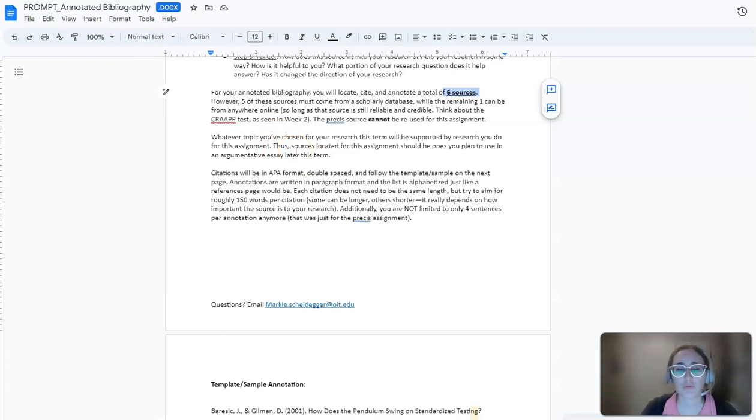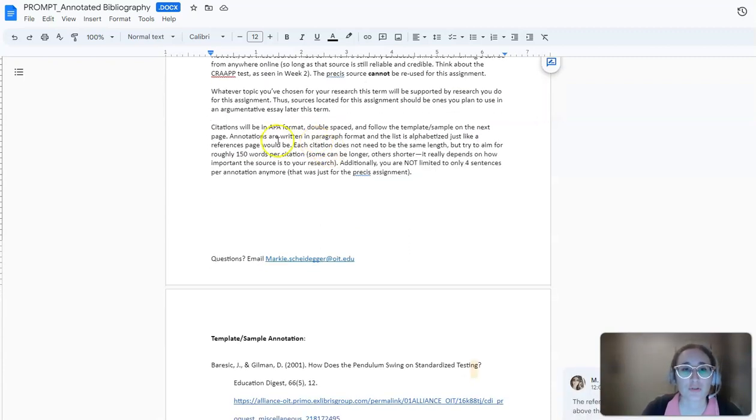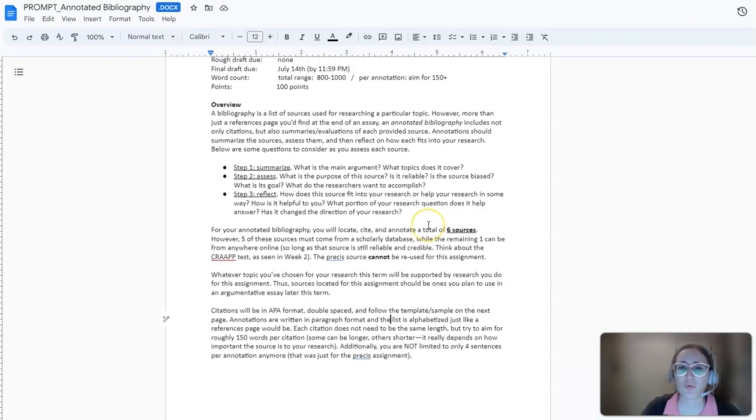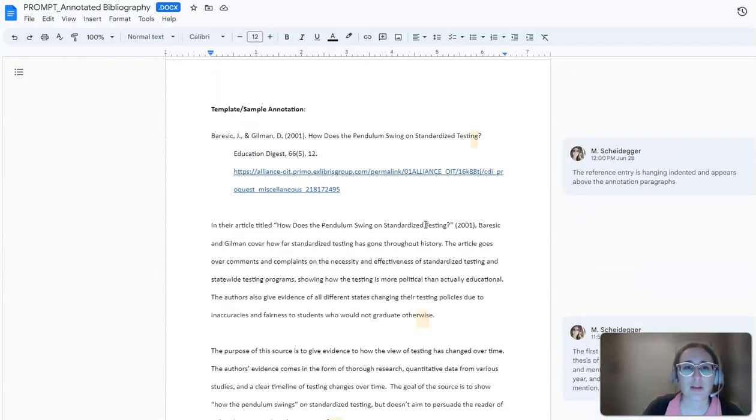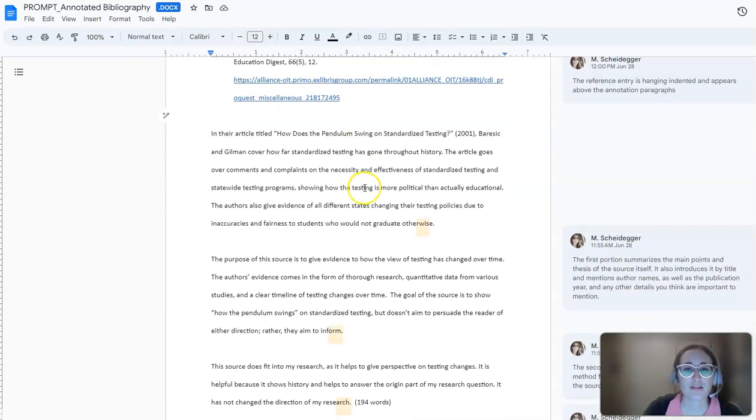You're essentially looking for sources about whatever topic you've chosen. And the way that this is formatted, we'll look at a sample in a second, but it's APA formatted, double-spaced, and it's going to follow the template on the next page. So please go through this prompt more on your own as well, just to look through it in more detail. But if we scroll down to page 2, you can see the template and sample, and you'll see at the top here is a hanging indented APA formatted reference entry for the source, and then below that is the annotation.